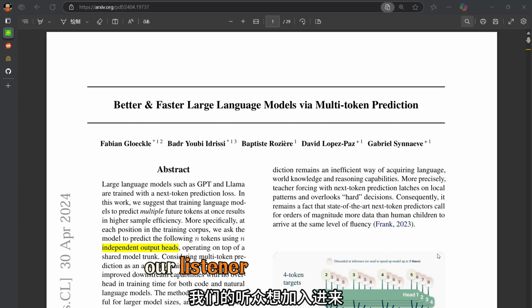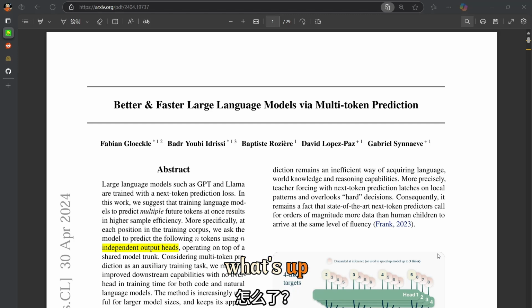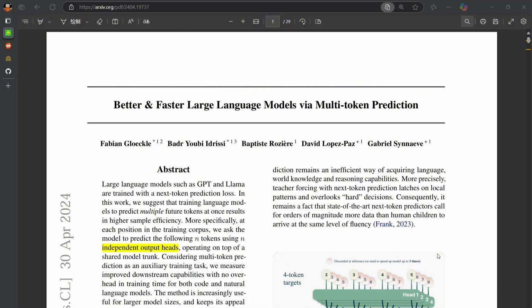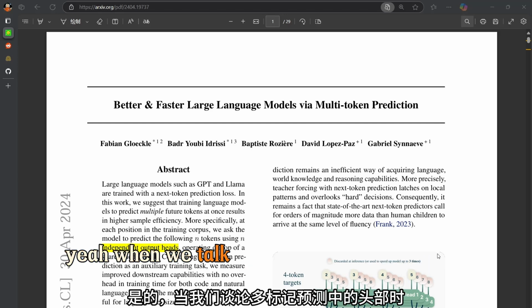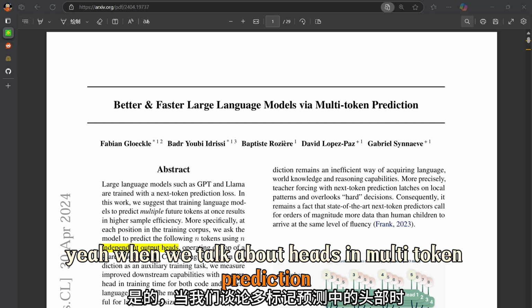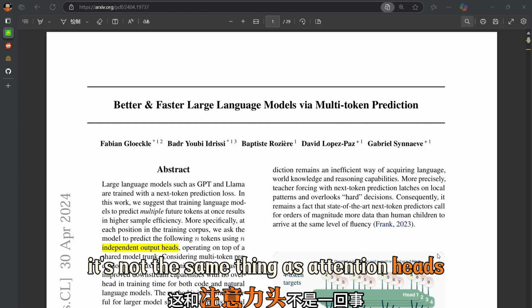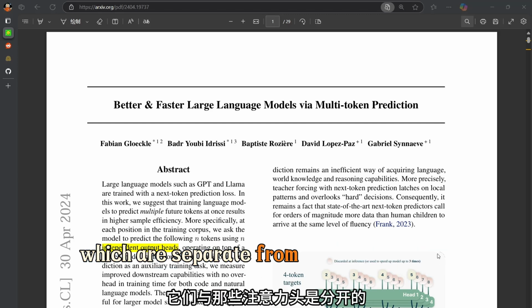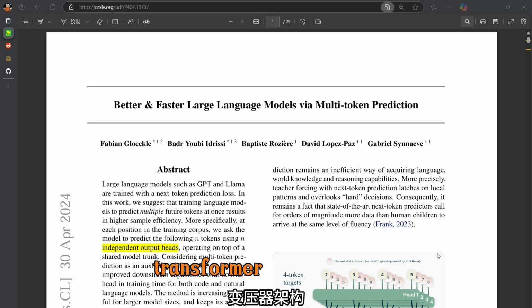Oh, hey, our listener wants to join in. What's up? In this paper, does head refer to attention head? That's a great observation. It's easy to get those terms confused. Yeah, when we talk about heads in multi-token prediction, it's not the same thing as attention heads. Exactly. The paper is talking about output heads, which are separate from those attention heads in the transformer architecture.